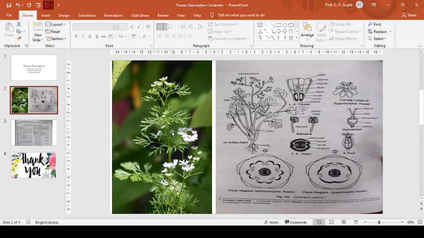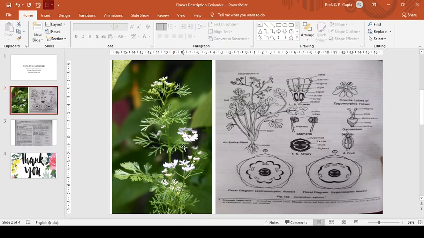Upper leaves are more finely dissected with linear small segments. These are upper leaves, more finely dissected with linear small segments. Sheathing leaf base. Here, sheathing leaf base. Each leaflet is linear, entire, acute, unicostate reticulate venation and aromatic. Description of vegetative parts of the plant.